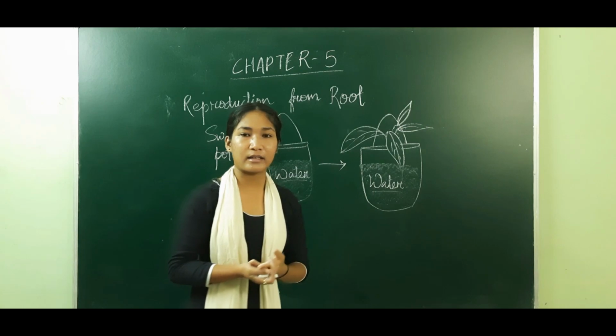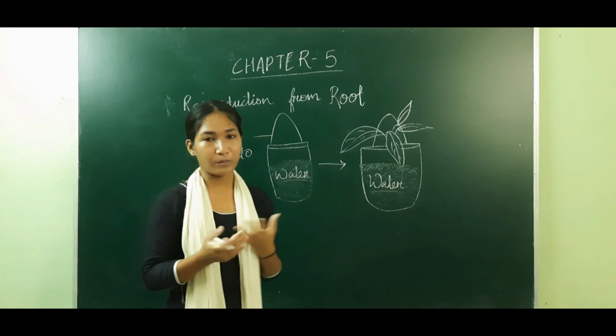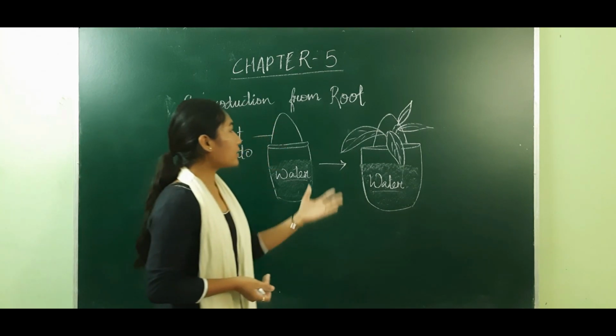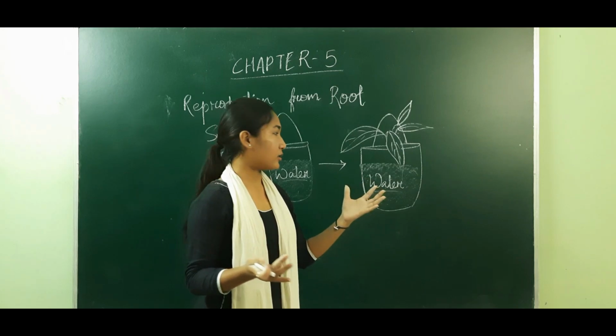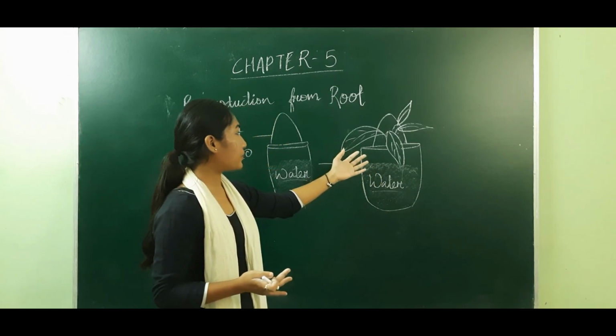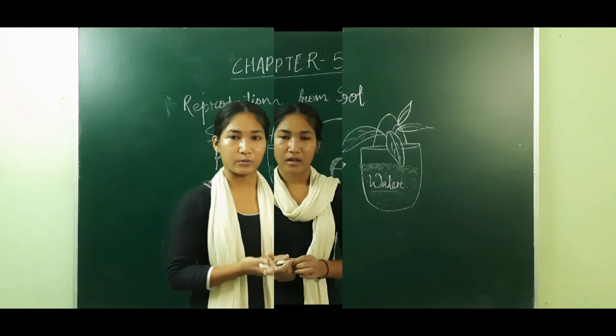You can also find a proper picture of this diagram in your book. Okay, so this is how the root has grown into a new plant. So this is how a plant is reproduced with the help of a root.